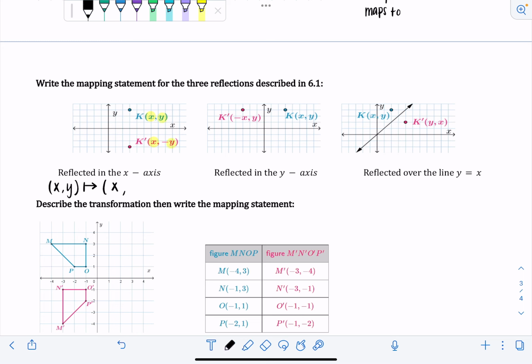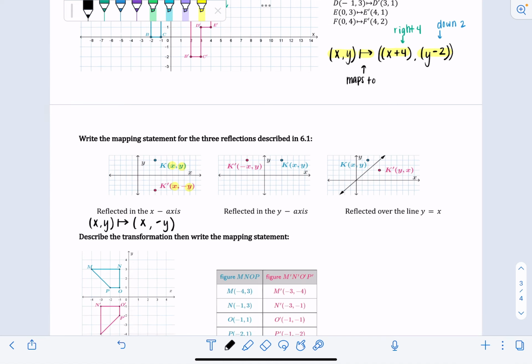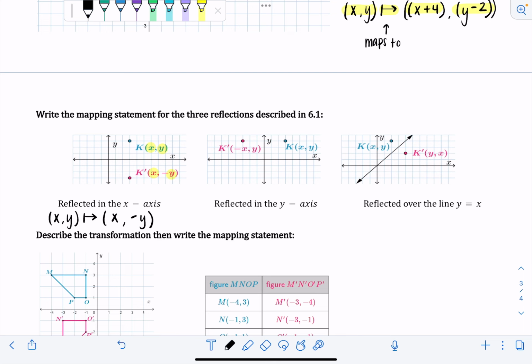So we would just have to change that y to a negative y. And you'll notice if you compare this mapping statement to the last one that we did, we don't have to add or subtract any numbers. It's because the numbers for our points aren't really changing here, because they're just reflecting. Only the signs are changing. So if we're only dealing with a reflection, you're not going to add any numbers here because you want them to keep that same number. At most, the sign, the symbol in front of it, would change. So xy maps to x negative y.